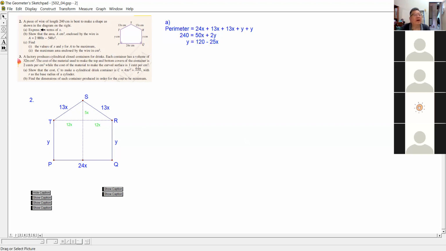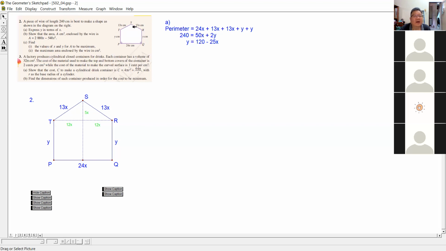Now, how to form an equation in terms of x and y? You have to equate with this number 240. 240 is the perimeter. So I add up the 5 lines here.